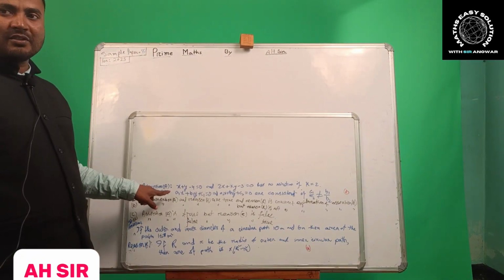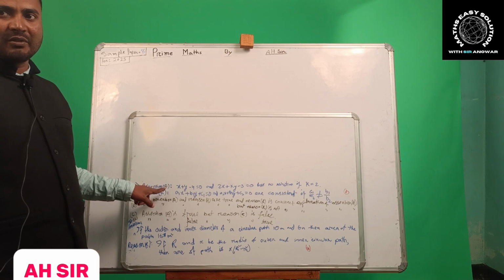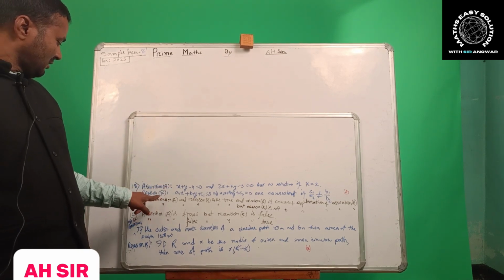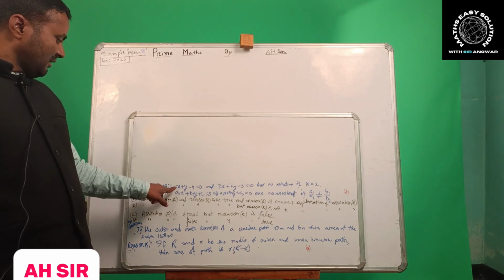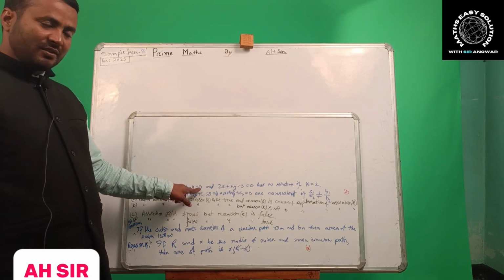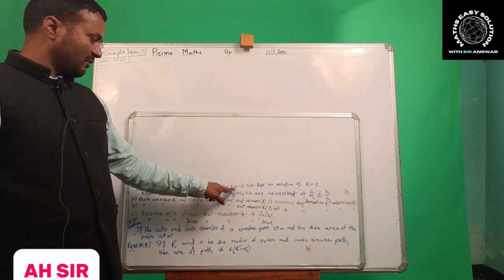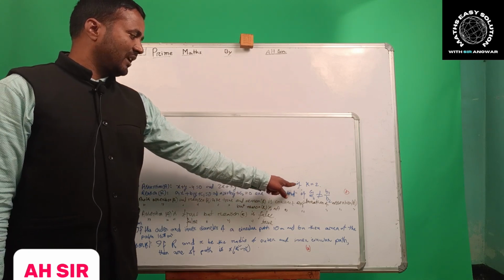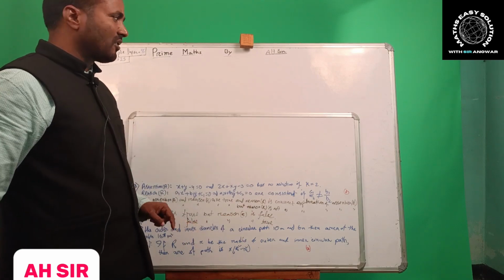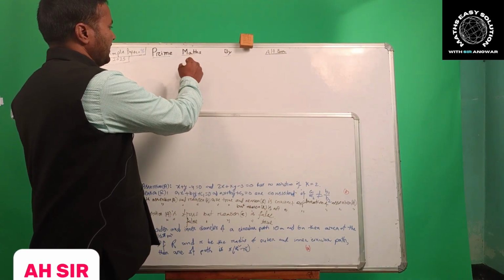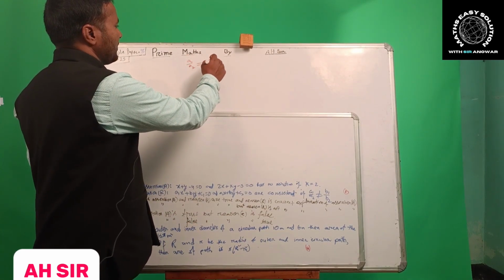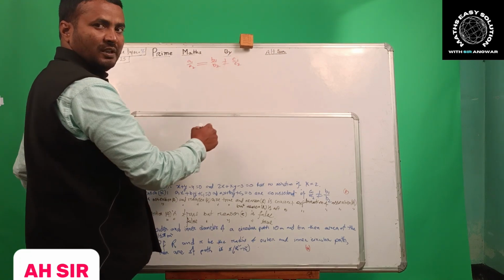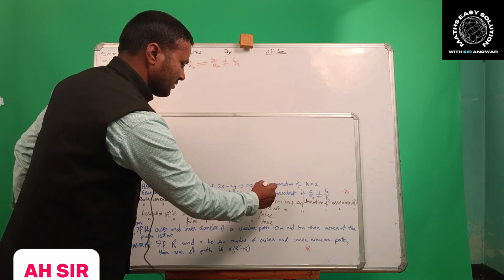Assertion and reason. Every MCQ you will get two questions in that way. You see that assertion, this is question number 18, and this one will be 19. x plus y minus 4 equal to 0 and 2x plus ky minus 3 equal to 0 has no solution if k equal to 2. For no solution, the condition is a1 by a2 is equal to b1 by b2 is not equal to c1 by c2. This is the condition for no solution.